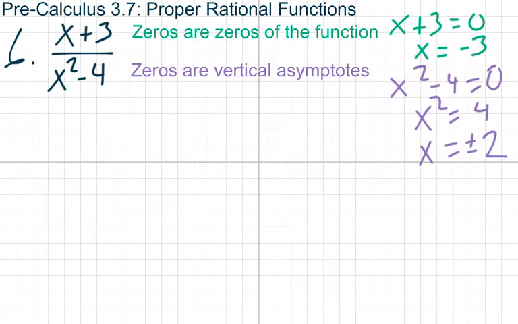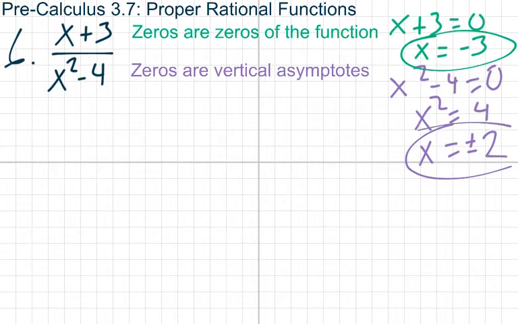So what we have now is the zeros of our function and the asymptotes of our function. And these are very easy to graph. You have a 0 at x equals negative 3, so that would be right here. That means the graph will cross that particular point. You also have two vertical asymptotes, one at negative 2 and one at positive 2.